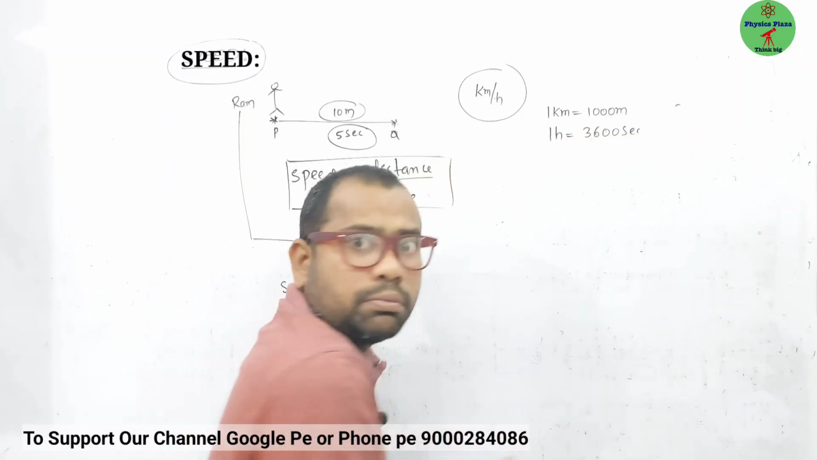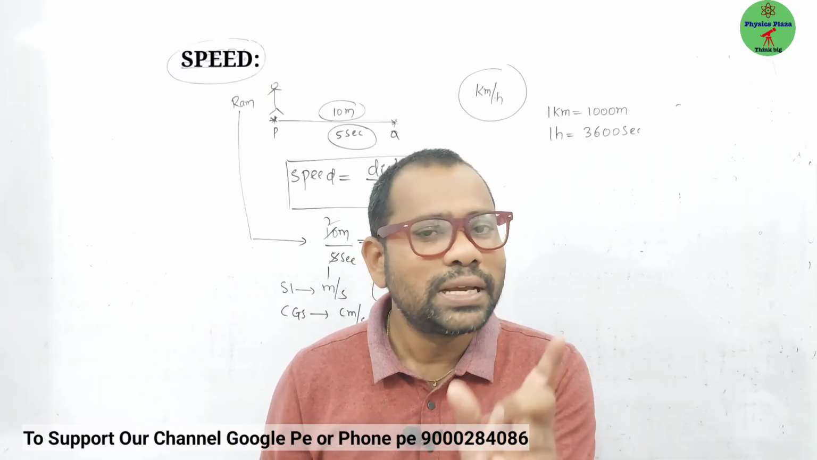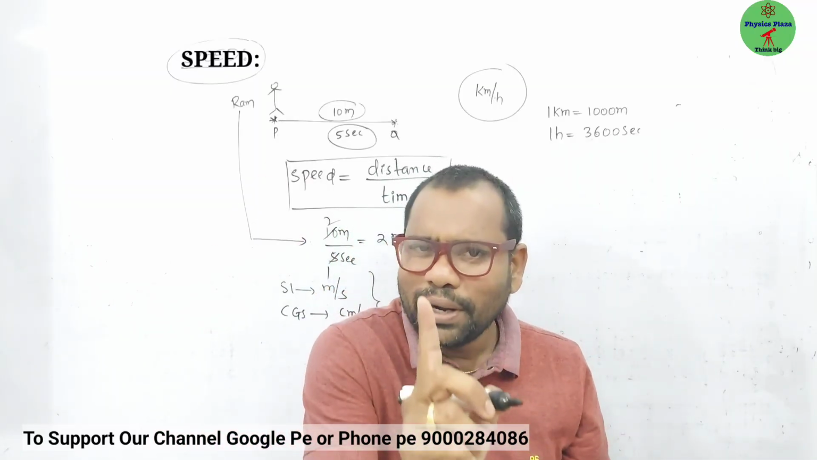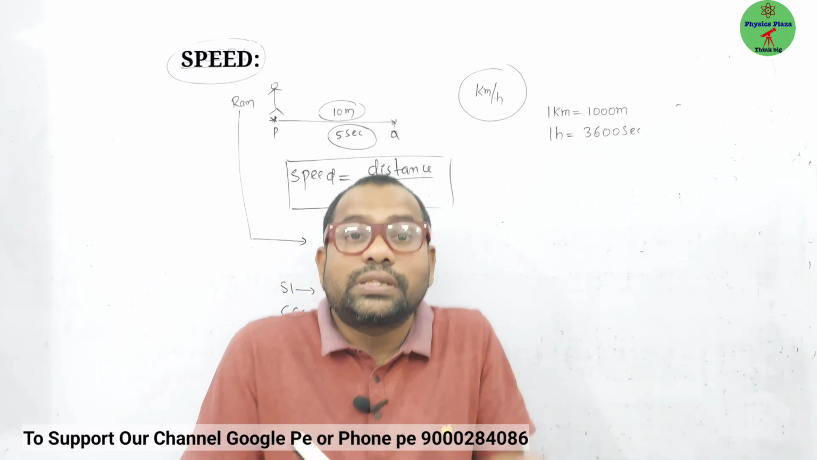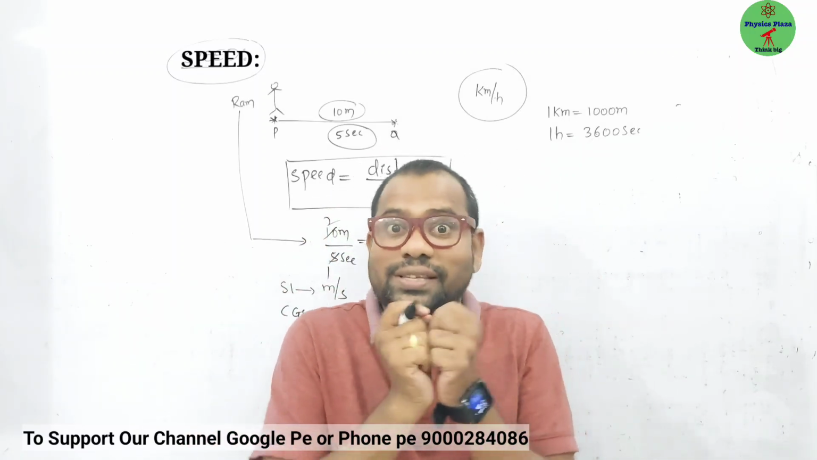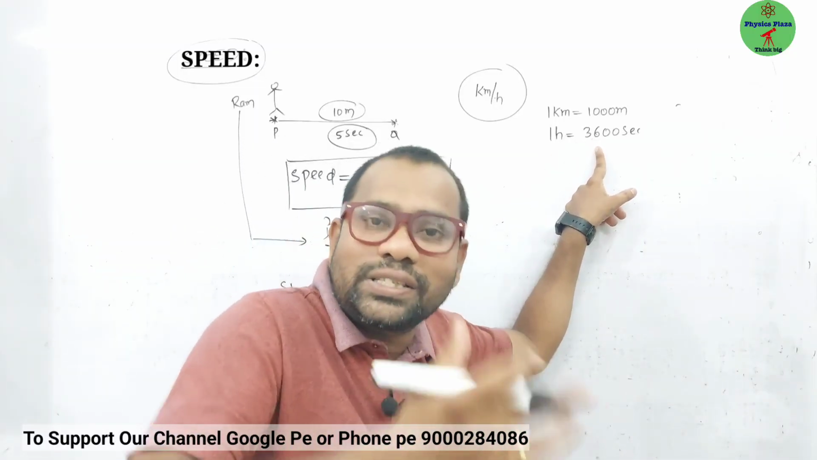1 hour is equal to 3600 seconds. Sir, how come so many seconds? Yes, 1 hour is equal to how many minutes? 60 minutes. 1 minute is equal to 60 seconds. 60 into 60, 3600. Okay. Yes, sir. You're right, sir. Yes, come on. So 1 hour is equal to 3600 seconds.